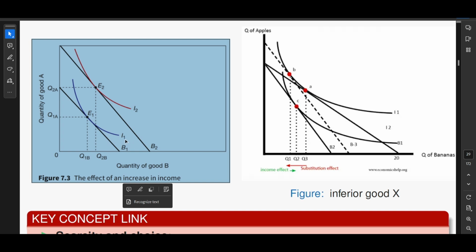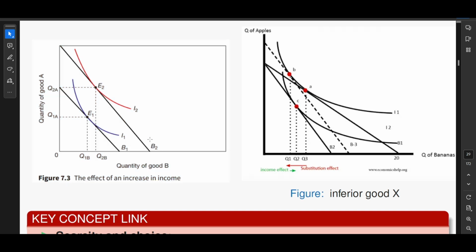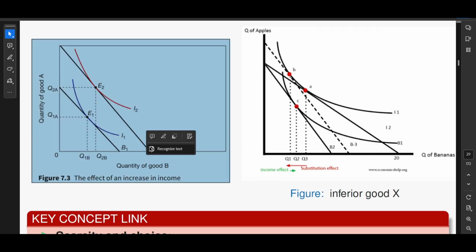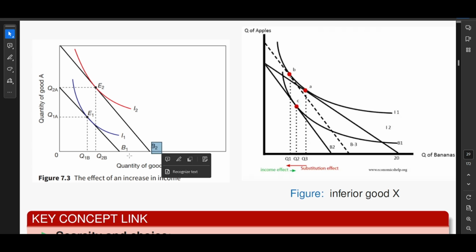Of course, the reverse can happen, right? Your parents decide you're not studying enough, so they decide to give you less stipend. Instead of giving you $400, they now start giving you $200. So your entire budget has shifted. You now have less money. Before, you could buy this combination of products, a lot of A and a lot of B. Your income has completely changed, so you can buy less A, less B now, and you're here.